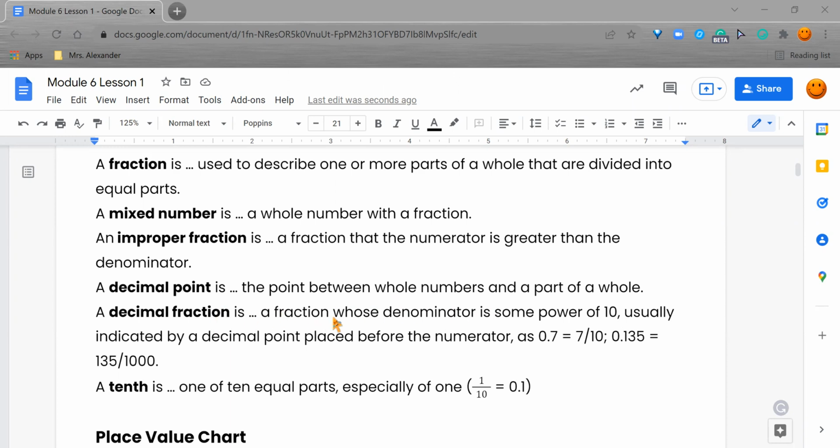Decimal fraction, that's a fraction whose denominator is some power of 10, usually indicated by a decimal point placed before the numerator. So our example is 7/10, which is written as 0.7, which equals 7 over 10. Another example is 135 thousandths, which is 135 over 1,000. And then we have a tenth. That's one of 10 equal parts, especially 1 over 10, 0.1.